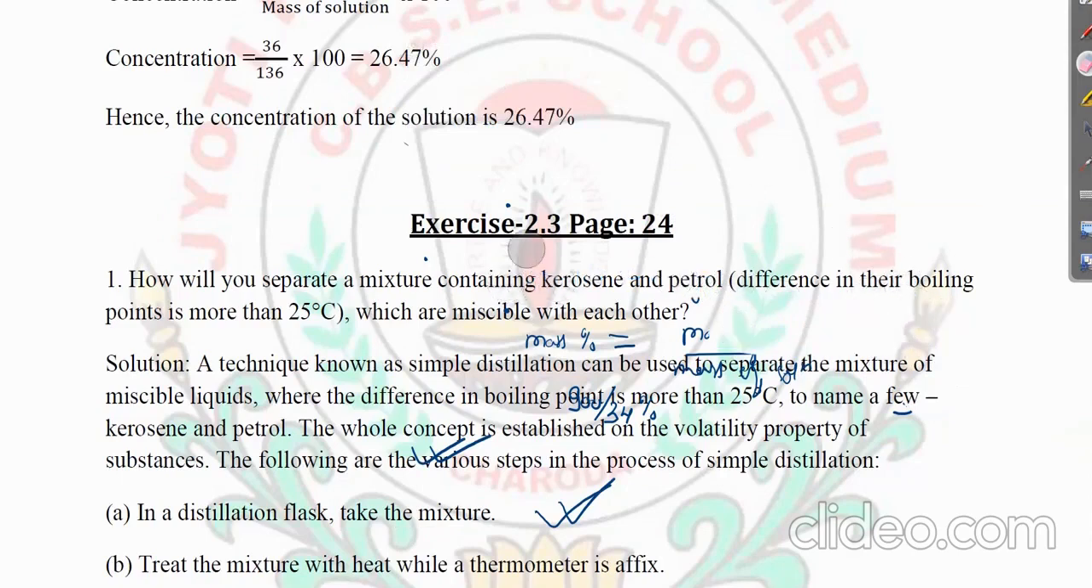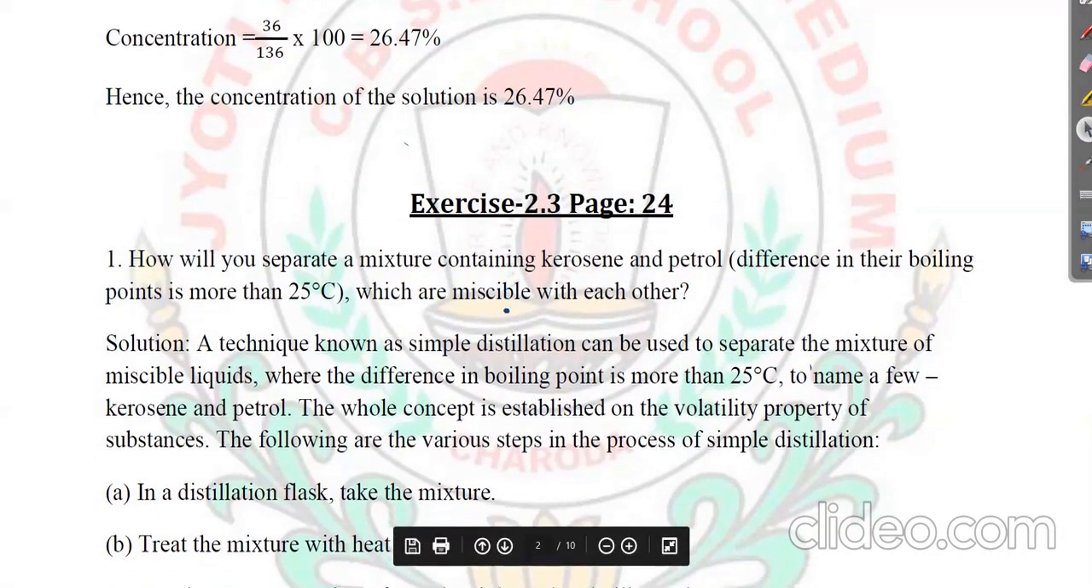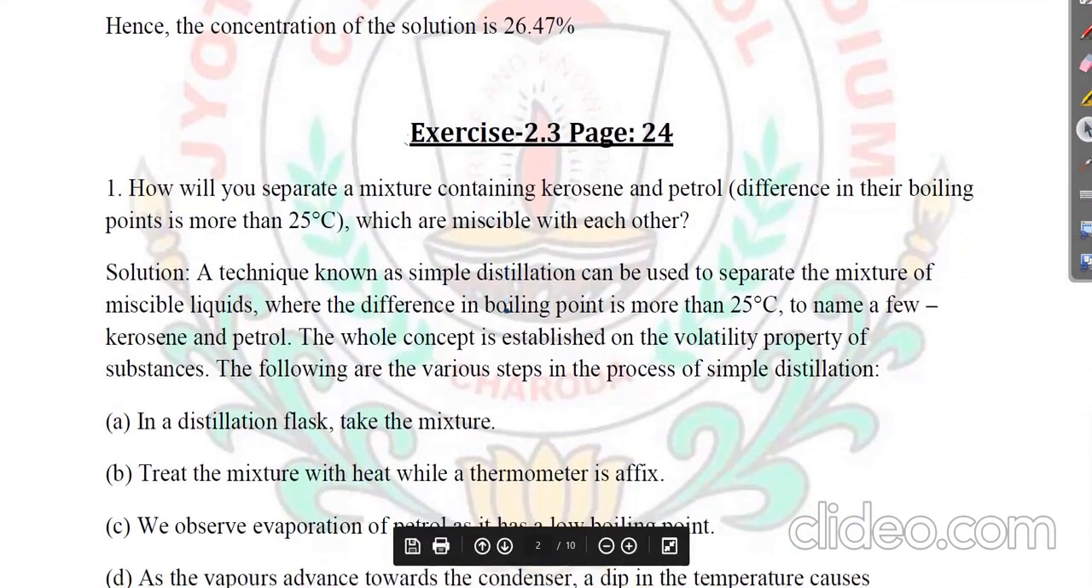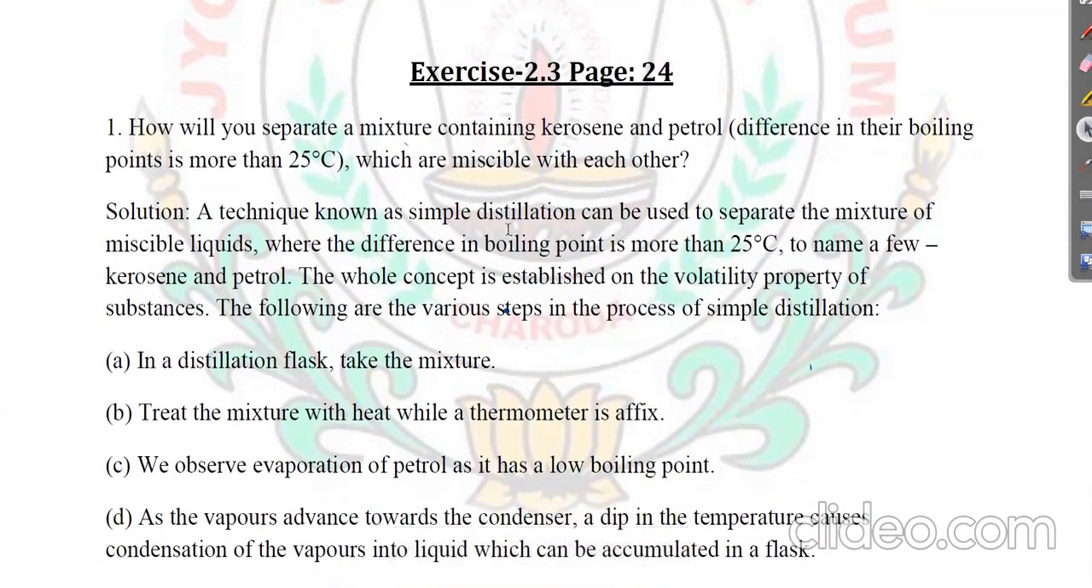The next question here is exercise 2.3 from page number 24 of NCERT. The question is asking: how will you separate a mixture containing kerosene and petrol? Both have different boiling points. Their difference in boiling point is more than 25 degrees Celsius, and they are miscible with each other.